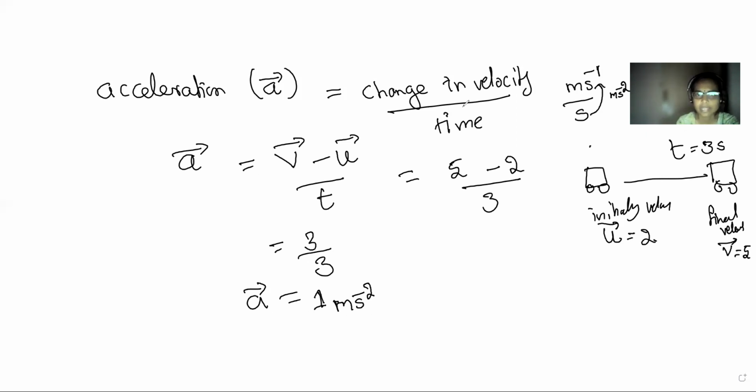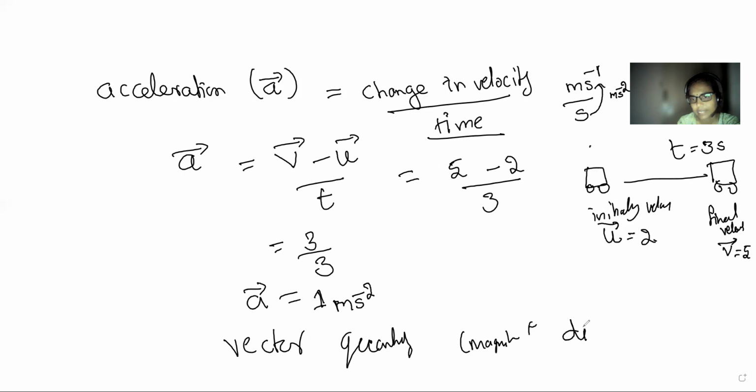Acceleration we can write like this: change in velocity over time. And this quantity depends upon velocity. Velocity is a vector, so acceleration is also a vector quantity. Why? Because it also has both magnitude and direction. Yes. So acceleration is clear, children, everyone. So this is about the acceleration term.